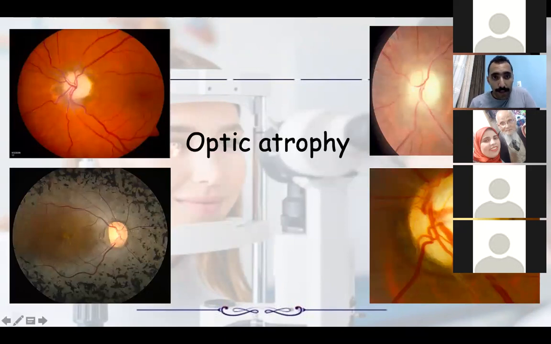Here, I can show you the 4 types of optic atrophy. Here we have the primary optic atrophy, the secondary optic atrophy, the consecutive optic atrophy, and last but not least, the glaucomatous optic atrophy.